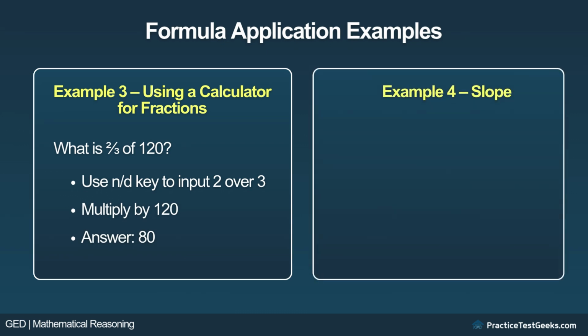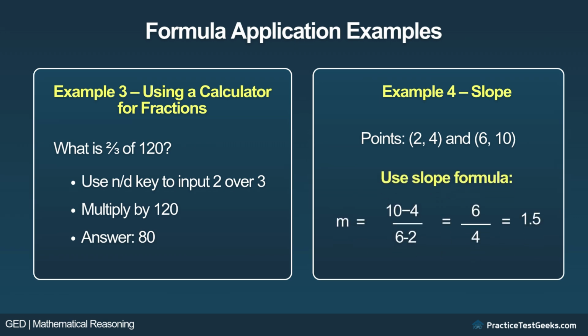Example 4. Slope of a line. Let's try one from coordinate geometry. Say the question is, find the slope between the points (2, 4) and (6, 10). The slope formula is, slope equals the change in y over the change in x. So we subtract the y values, 10 minus 4 is 6, then subtract the x values, 6 minus 2 is 4. So, slope equals 6 over 4. That reduces to 1.5. Remember, always subtract in the same direction, top to bottom.